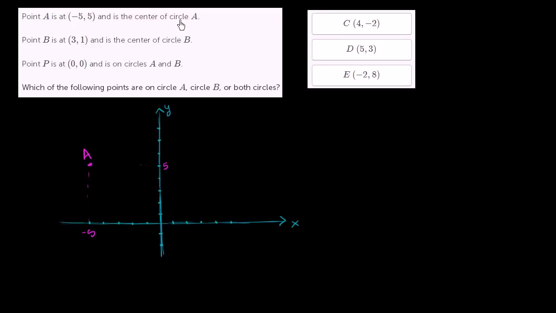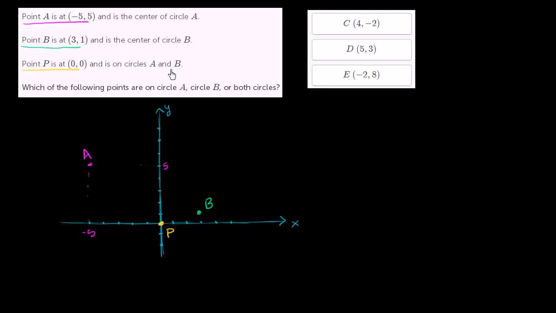And then it's the center of circle A, which I won't draw just yet because I don't know the radius of circle A. Point B is at, let me underline these in the appropriate color, point B is at 3, comma 1. So 1, 2, 3, comma 1. So that's point B right over there. It's the center of circle B. Point P is at 0, 0. So it's right over there at the origin. And it is on circles A and B.